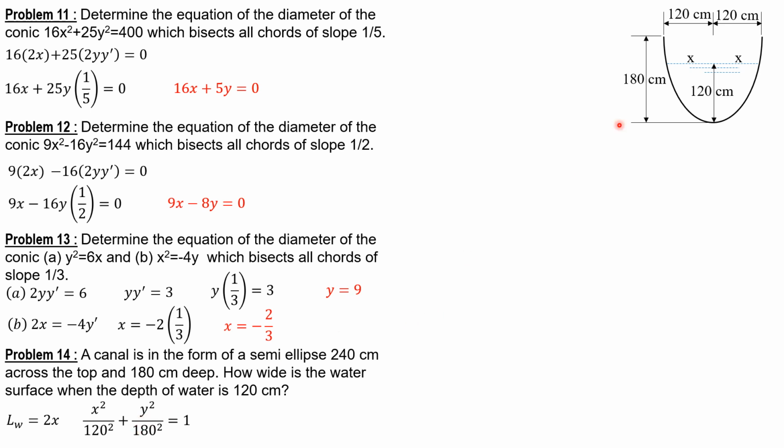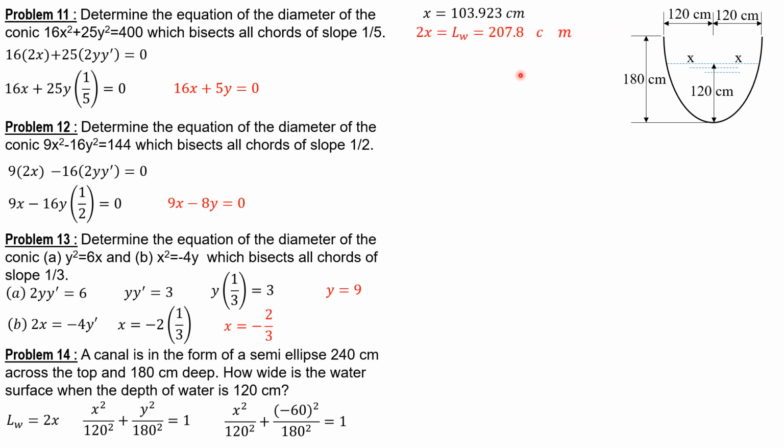So substitute y equals negative 60. This is at x comma negative 60. So x squared over 120 squared plus negative 60 squared over 180 squared equals 1. Solving for x using your calculator, this is 1 minus 1 over 9. 60 over 180 is 1/3. 1/3 squared is 1 over 9. So 8 over 9. Anyway, you use your calculator. Solving for x, x is 103.923 cm.